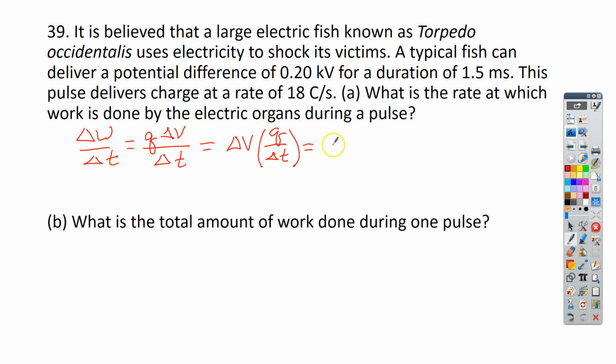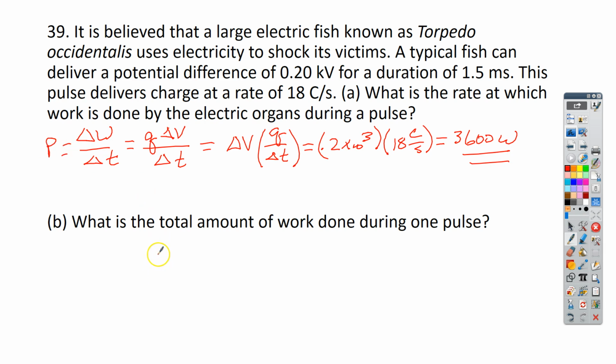We can go ahead and put in our change in potential, which is 0.2 times 10 to the third volts, and we'll multiply that times 18 coulombs per second. And we're going to end up with about 3,600 watts. That's quite a bit of work, quite a bit of energy or power. So that's really equal to power.